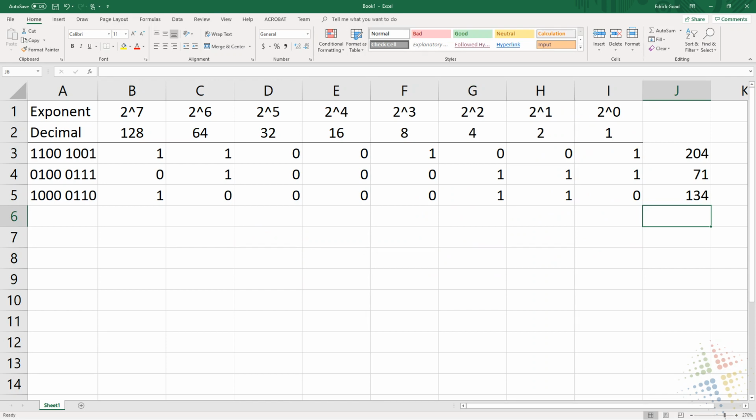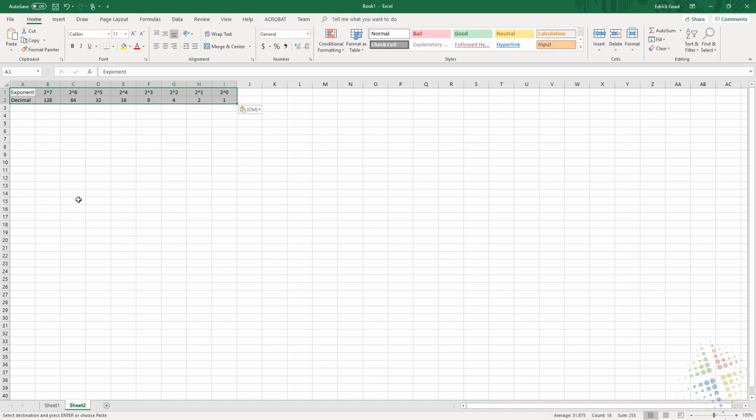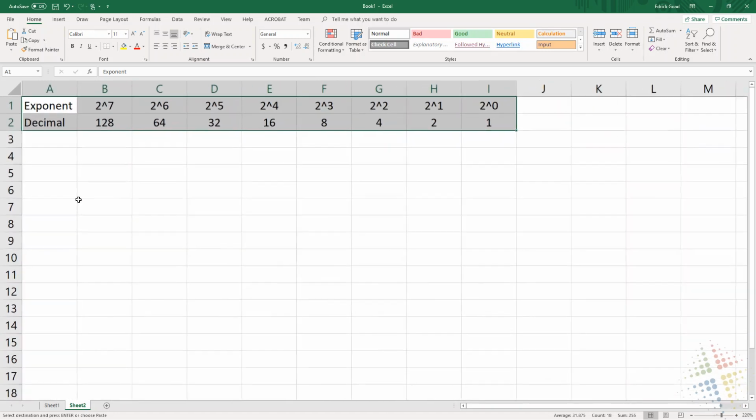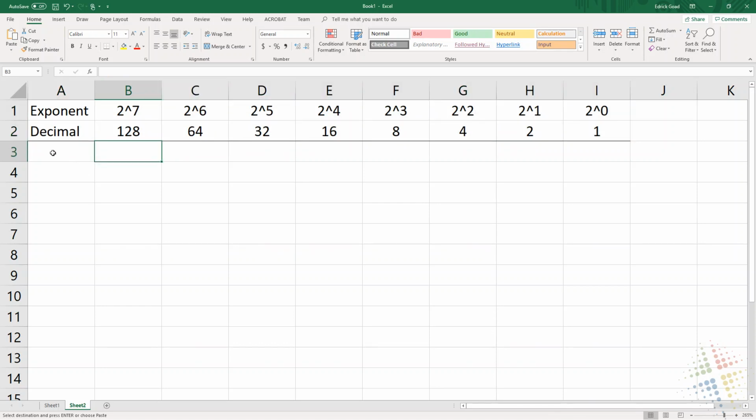So if I come back here to my Excel spreadsheet, what I'm going to do is copy these top 2 lines here, create a new spreadsheet, and let's go ahead and start off with a number, let's say 137.